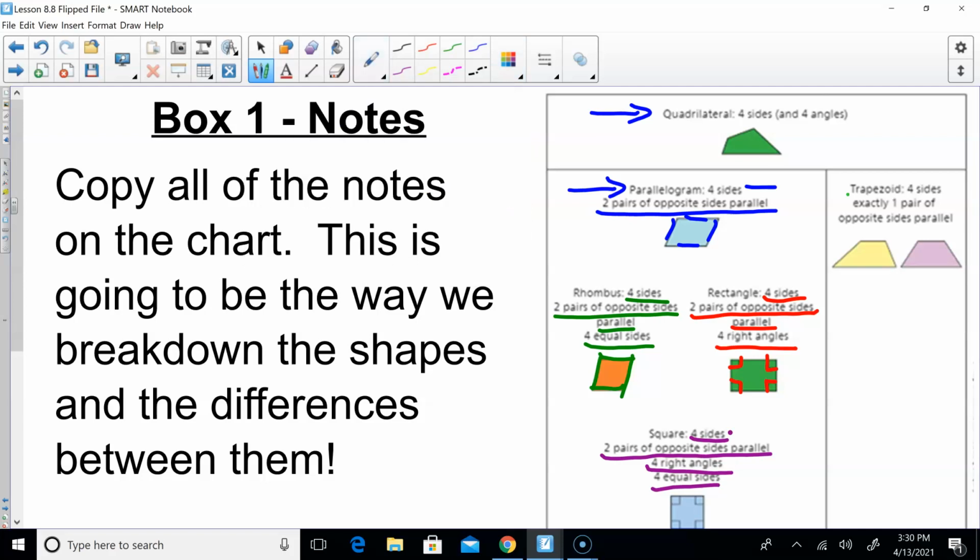the trapezoid. So what makes a trapezoid? Notice it has four sides, so that's what makes a trapezoid a quadrilateral. But its trait that separates it from everything else is that it has exactly one pair of opposite sides parallel. So notice there's only one pair.